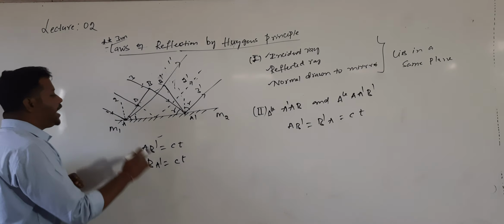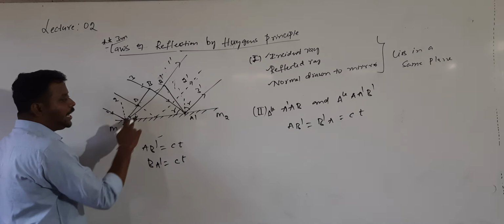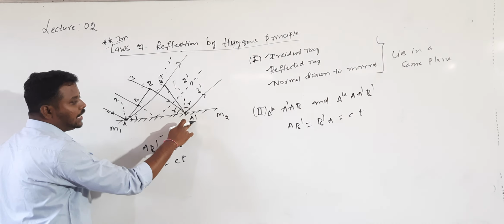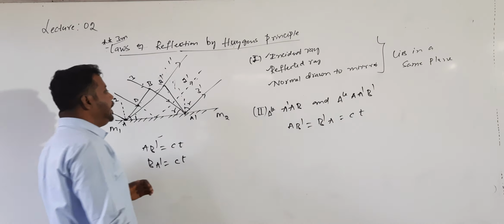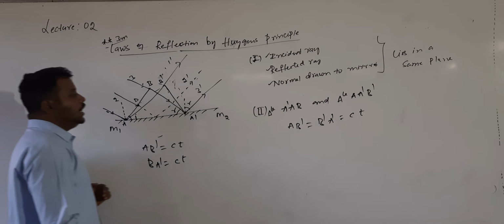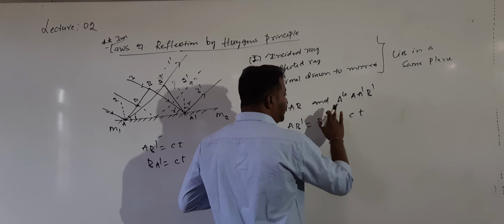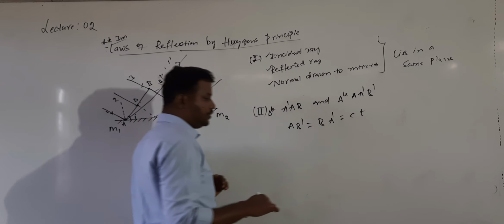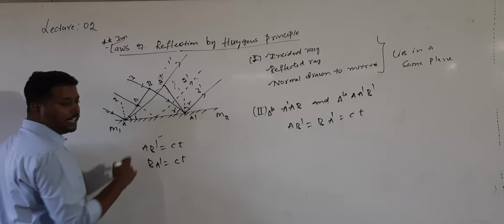So one side is C. What is the value of AB dash? CT. And what is the value of B dash A dash? That value will be equal to the value of BA dash. So one angle value is given by AB dash, and another angle value will be given by BA dash.